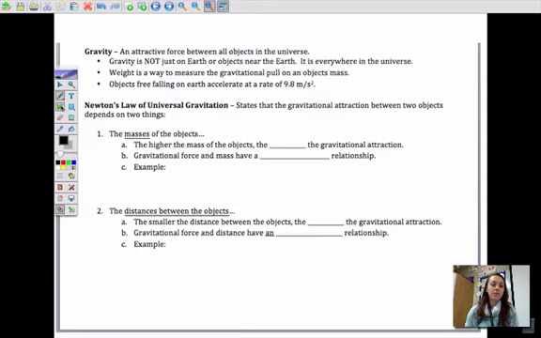Now, gravity is an attractive force between all objects in the universe. And gravity isn't just on Earth or objects near the Earth, it's everywhere in the universe. Weight, we just talked about above, is a way to measure the gravitational pull on an object's mass. And when we talk about gravity, we can either be talking about the gravitational force of weight, or we can talk about gravity as an acceleration of 9.8 meters per second squared. This number is only the gravity on Earth.